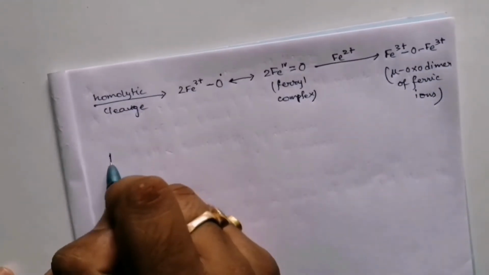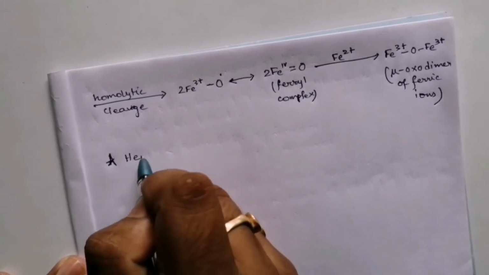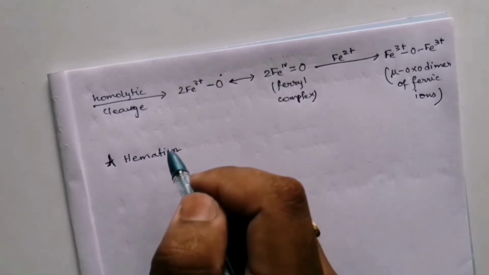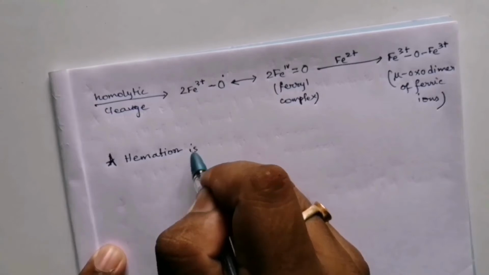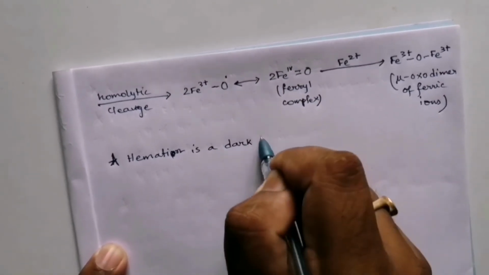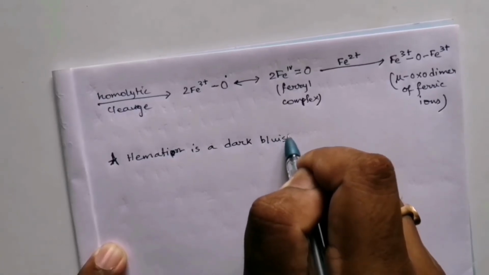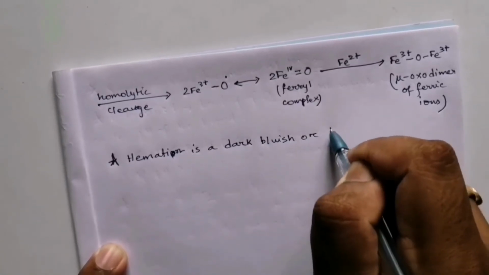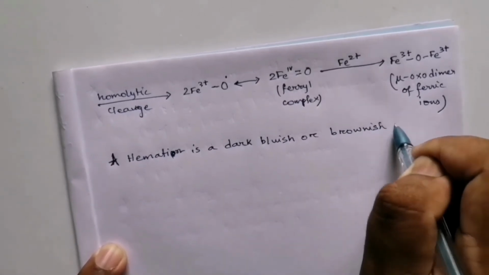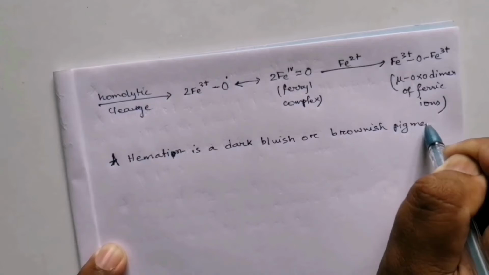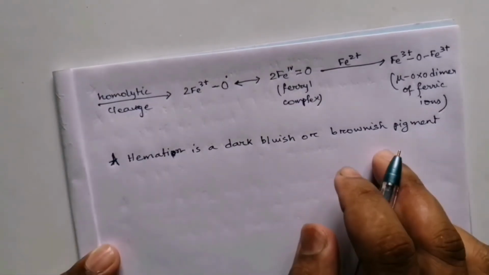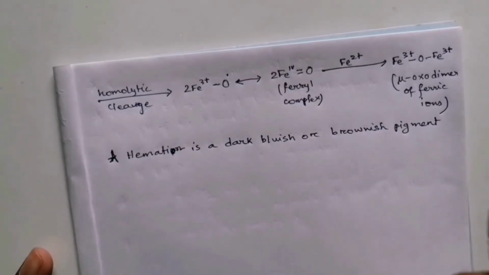This hematin is a dark bluish or brownish pigment containing iron in the ferric state obtained by the oxidation of heme.